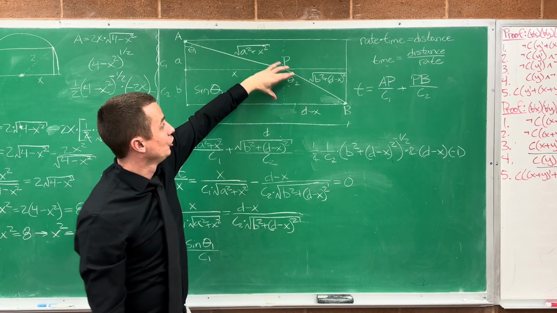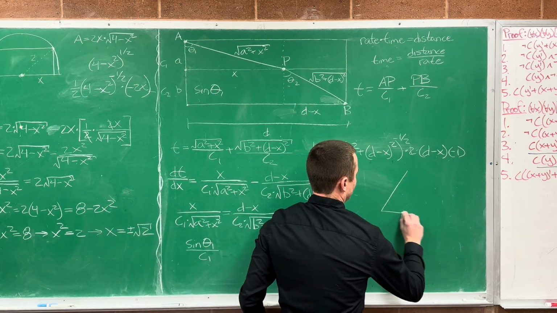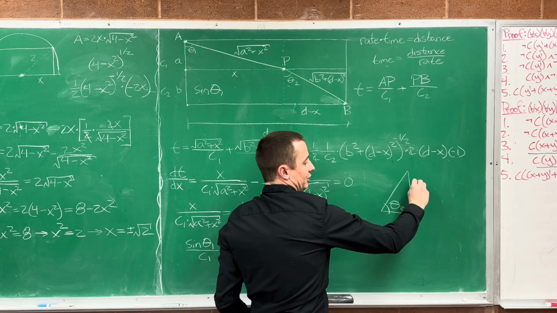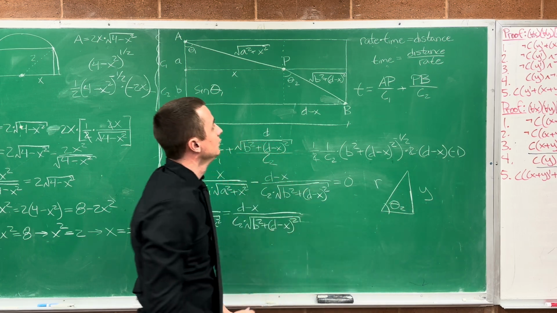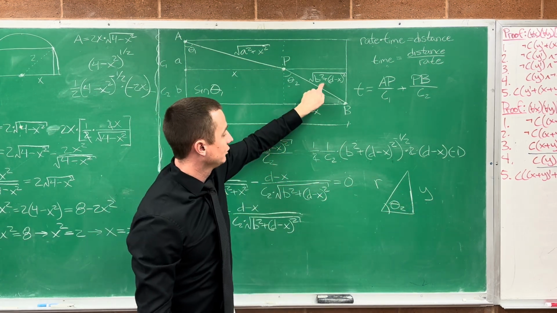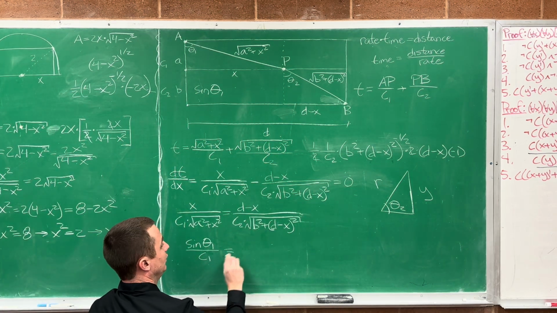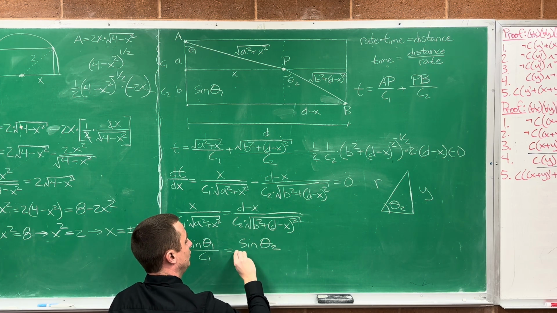Redrawing out this triangle. Imagine I took this triangle and flipped it right here. So here's theta 2. What is sine of theta? It gives us this side, which we typically call y, over this side, r. Flip it over and put it back right here. There's our y, and here's our r. So D minus X over that, sine of theta 2 over c2.